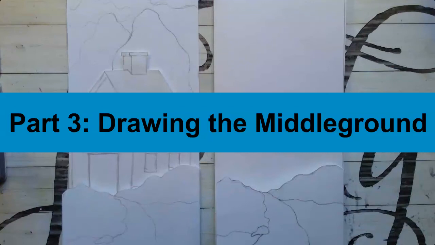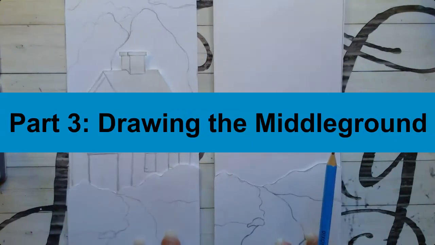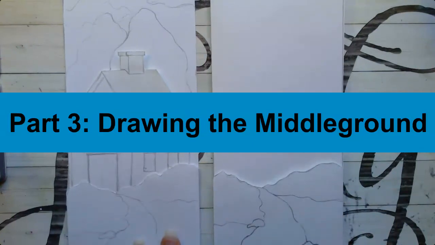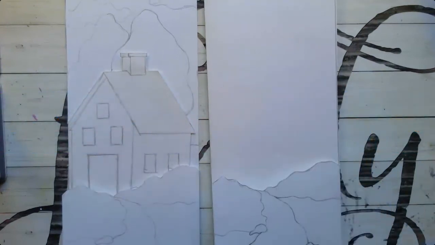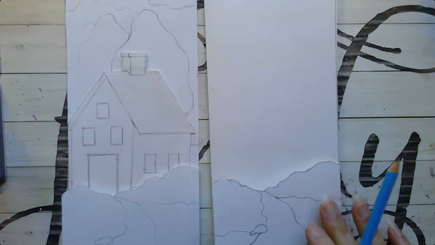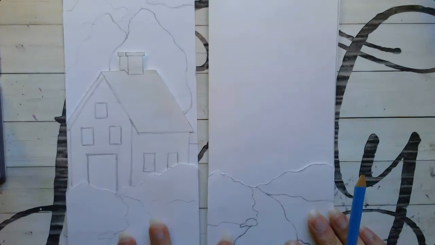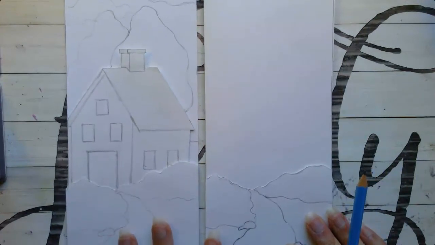Okay guys, we have finished our foreground for our composition and we're ready to move on to the middle ground. So the foreground, as we know, is going to be closest to us in a composition. The middle ground is just like it sounds, the middle area of the painting or the composition, photograph, shot in a movie. So middle ground is in the middle. So we're gonna go ahead and keep the foreground pressed down as we draw this.